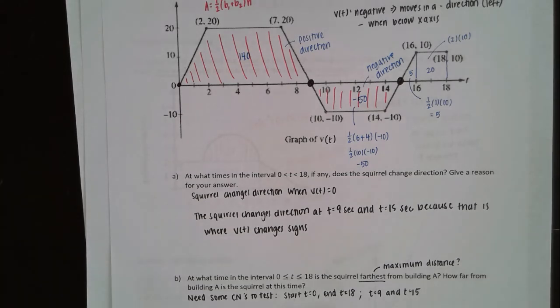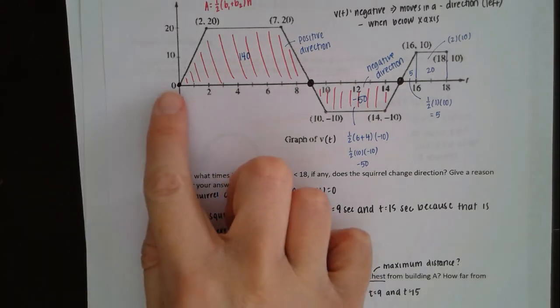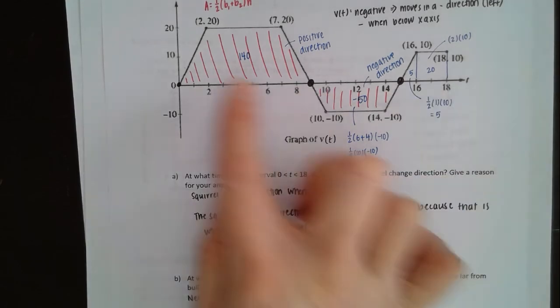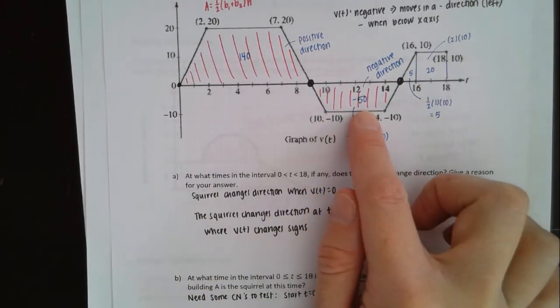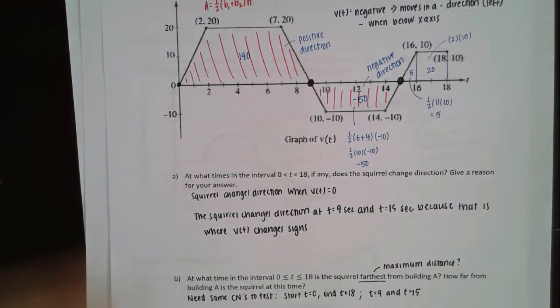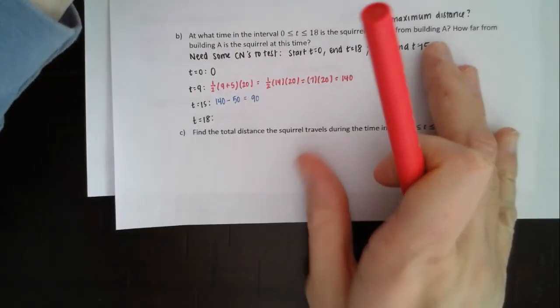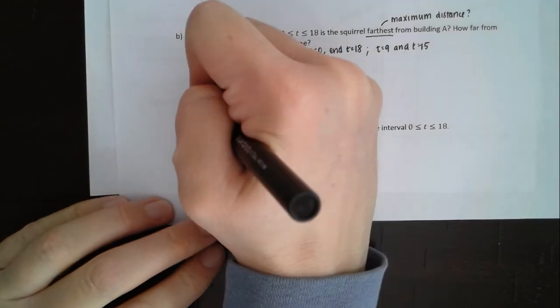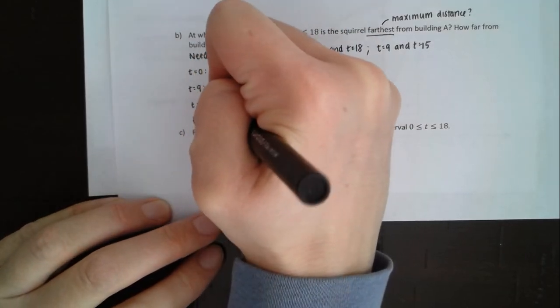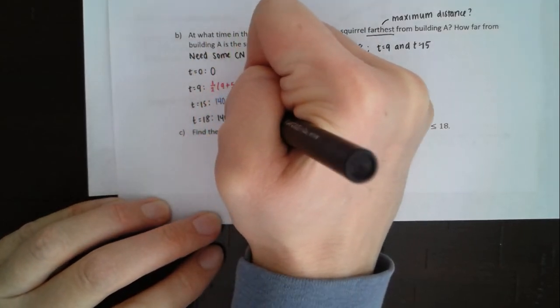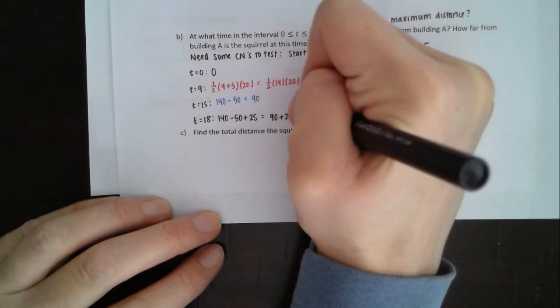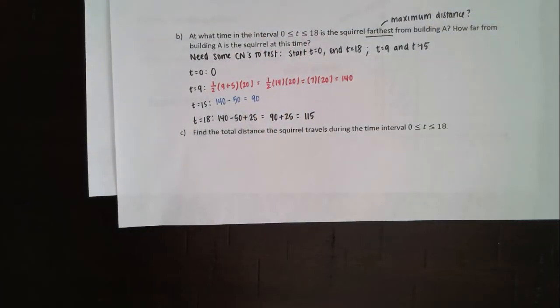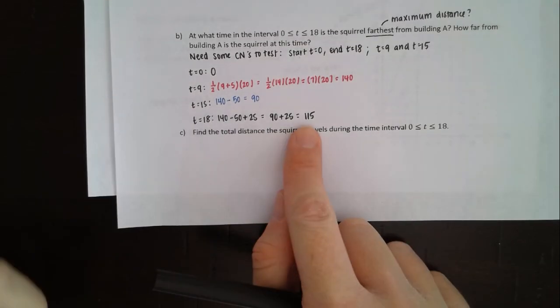So if I want to know the entire total distance that we've traveled from 0 to 18, I'm really just looking to add all of these together: positive 140, negative 50, plus 25. That's going to give me 90 plus 25. So it looks like my total distance moved from 0 to 18 is going to be 115.